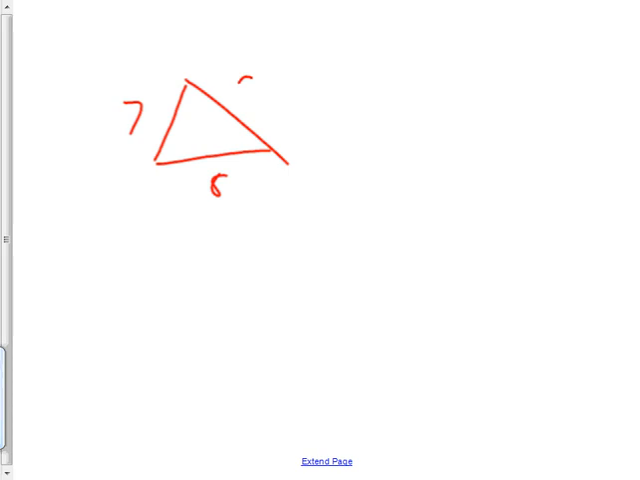7, 8, and 9. And I shouldn't have even drawn it for you. You could draw it yourself. 7, 8, 9 triangle. Let's see what the area comes up to.